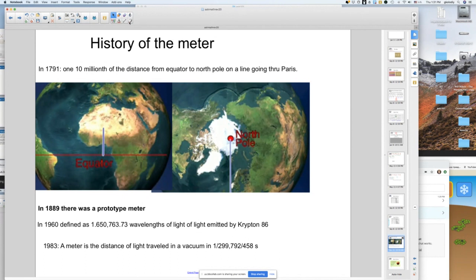Now, krypton is the stuff that makes Superman weak. It's a fairly complex atom. But now, in 1983, it was redefined, and this is what it is now. A meter is the distance light travels in a vacuum in this amount of time. So that's how we got that meter stick.